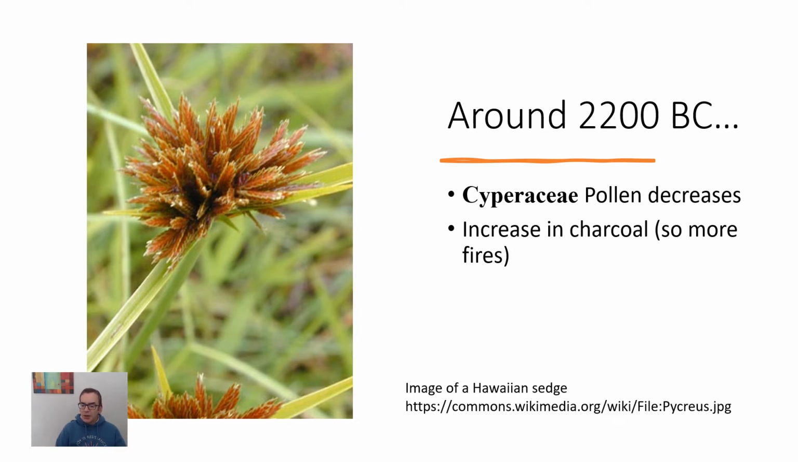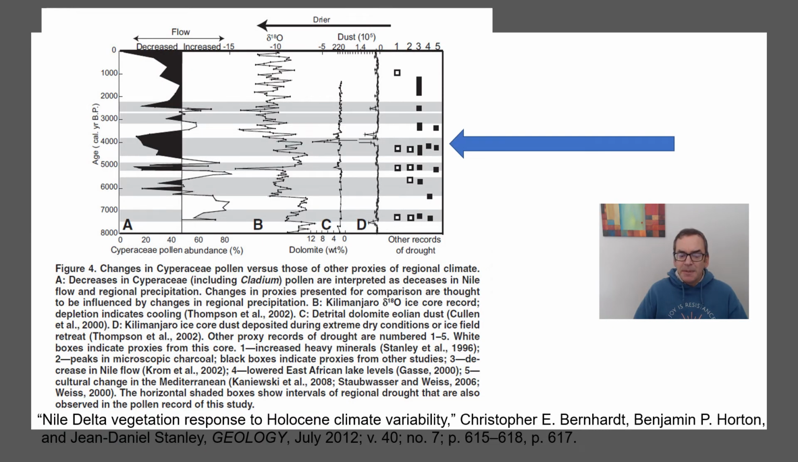So what you have is the climate getting drier, there are fewer floods, and these plants are not surviving as well as they normally do, so their pollen decreases because the numbers of plants are decreasing. You also see an increase in charcoal. We've talked about that before. That usually indicates fires, sometimes human set, sometimes not, but in this case it's probably more people setting fires because they're congregating closer to the Nile, which is where they have to grow their food.